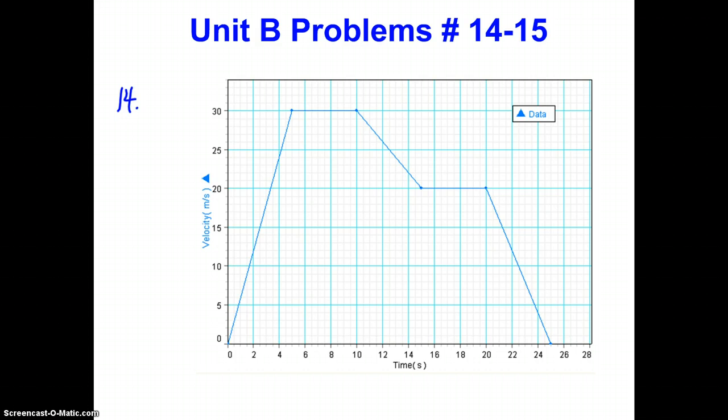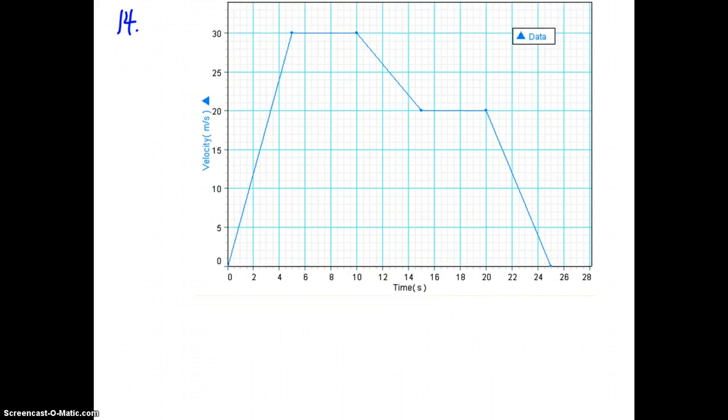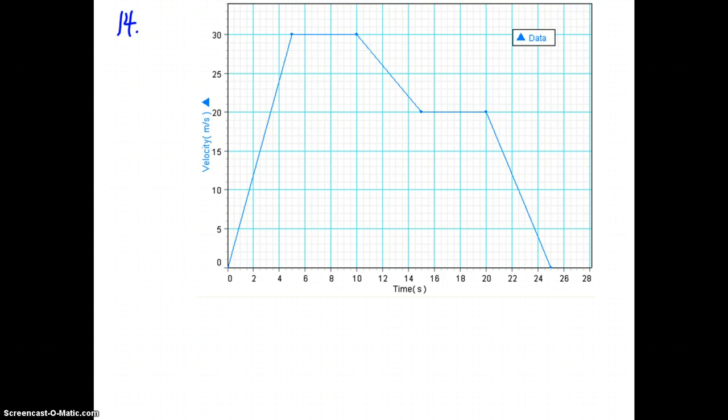Well, on a velocity time graph, how do we find acceleration? We'll start with A here for doing an example. The acceleration is the slope of the graph on a velocity time graph. So just like velocity was the slope on a distance time graph, the acceleration is the slope on a velocity time graph. So change in y over change in x.